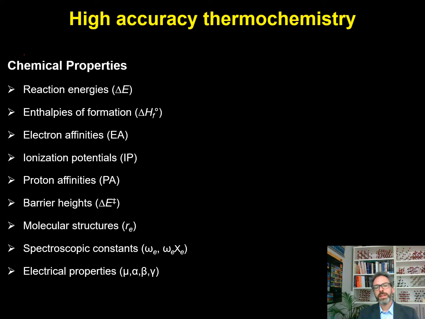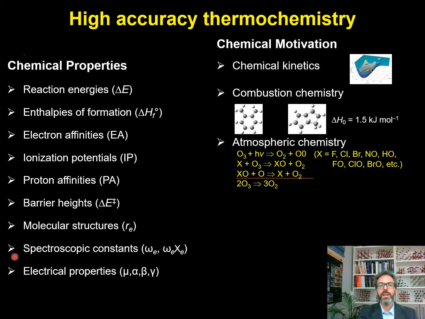Composite ab initio methods are used for obtaining highly accurate thermochemical and kinetic properties. So, for example, things like reaction energies, enthalpies of formation, reaction barrier heights. They can also be used for calculating highly accurate molecular structures and spectroscopic and electrical properties. So there's a very clear chemical motivation for using composite ab initio methods when we want to calculate these chemical properties with high levels of accuracy.